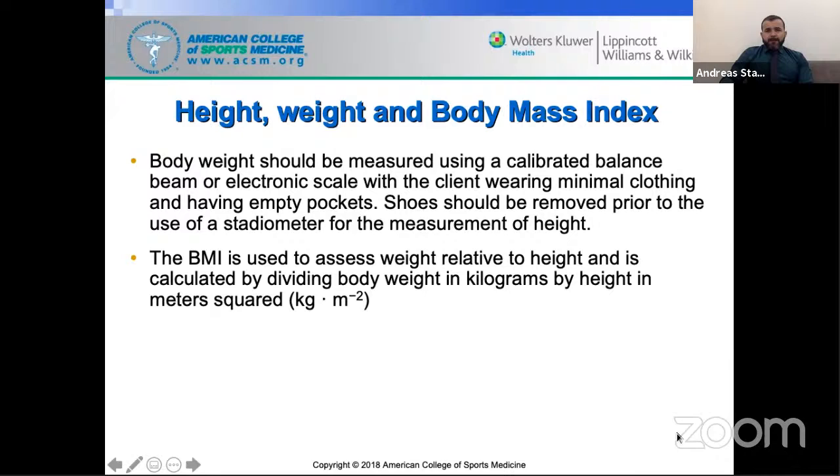So I hope we understand that we need a stadiometer to measure height. We need a scale to measure weight, and then we can figure out the BMI. Okay, I've already asked you to figure out your BMI by yourself. That's important. It shouldn't be that hard, and it shouldn't be hard to figure out the BMI of your clients tomorrow.